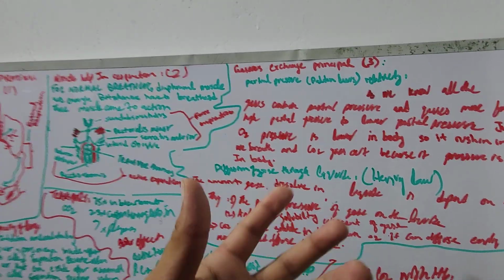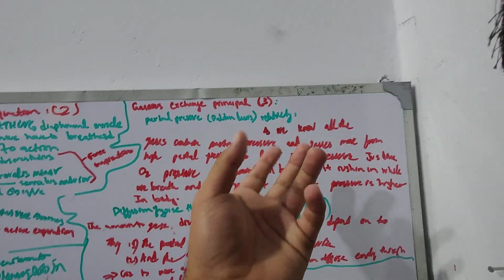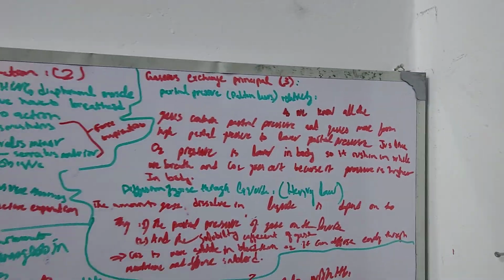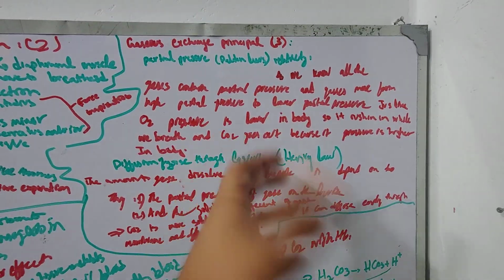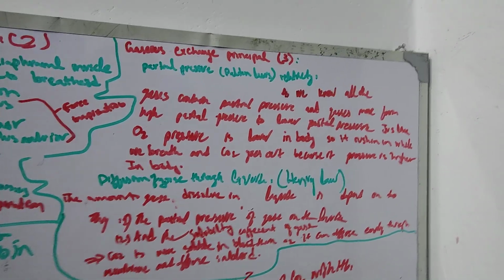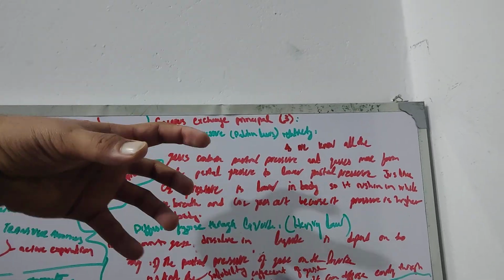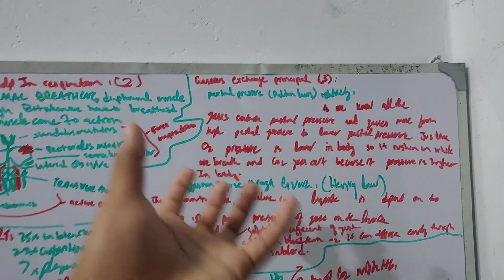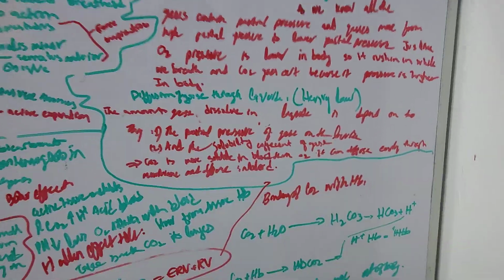We have partial pressure and diffusion of gas through liquid. Gaseous exchange and partial pressure follow Dalton's law. We can understand gaseous exchange better with Dalton's law. As we know, Dalton's law says each and every gas has its own partial pressure, and gases move from the region of high partial pressure to the region of lower partial pressure.